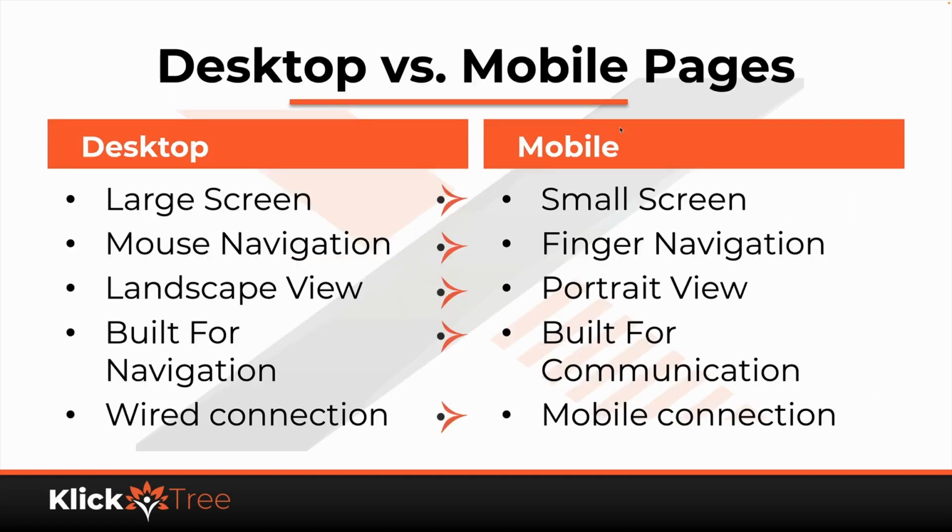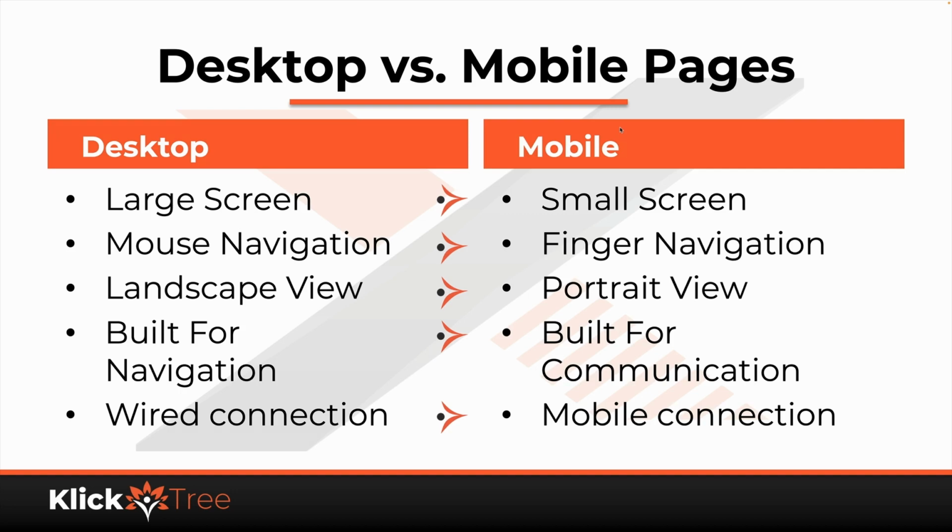So if you look at the differences between desktop and mobile pages, this is what we saw. Now, desktop is obviously for a large screen, right? It's mouse navigated. It has a landscape view, so it's looked upon differently. And it's built for navigation, and it usually has a wired connection or a wireless connection in the house, right?